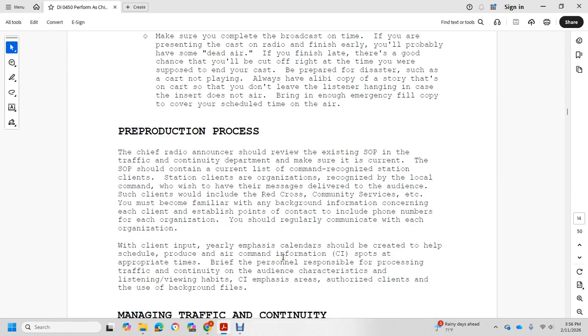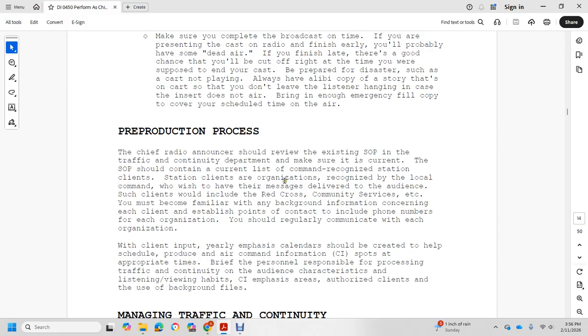The chief of the radio announcers should review the existing standard operating procedure with the traffic and continuity department to make sure it contains the current list of command-recognized station clients. Station clients are organizations recognized by the local command who wish to have their messages delivered to the audience. Some clients would include the Red Cross, Community Service, etc. They must become familiar with the background information concerning each client, including established points of contact and phone numbers for each organization.